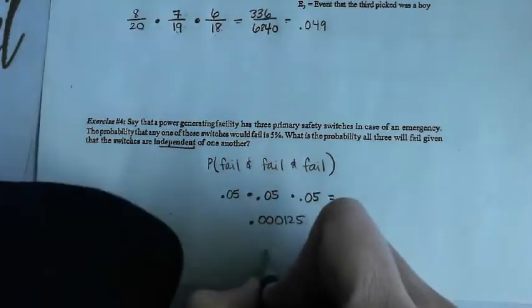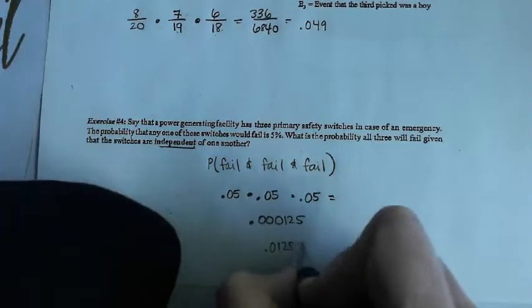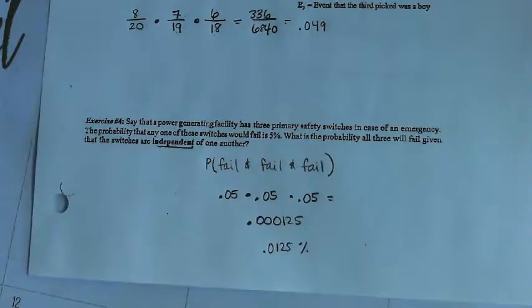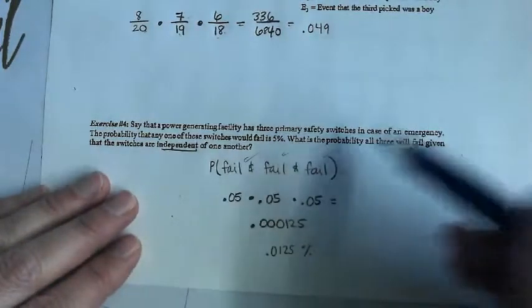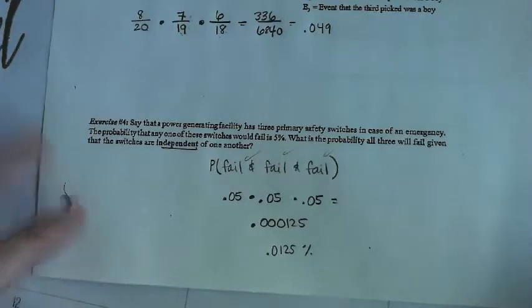It's technically a 0.0125% chance. So less than 1%, a lot less than a 1% chance. So could it happen? Yes, but you'd have to be pretty unlucky for all 3 of those switches to fail. 5% alone is unlikely enough. So when you put 3 safety switches in, it makes it less and less and less.